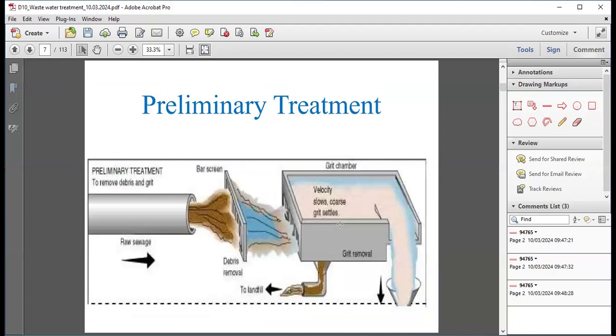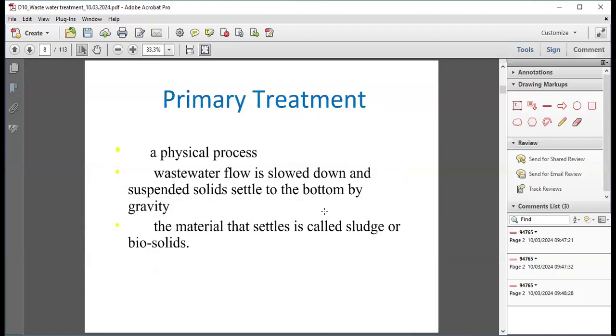Preliminary treatment removes the debris and grit. And in the grit chamber, the velocity slows. The primary treatment is a physical process. Wastewater flow is slowed down, and suspended solids settle to the bottom by gravity.